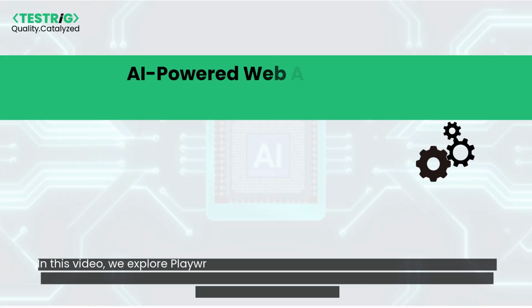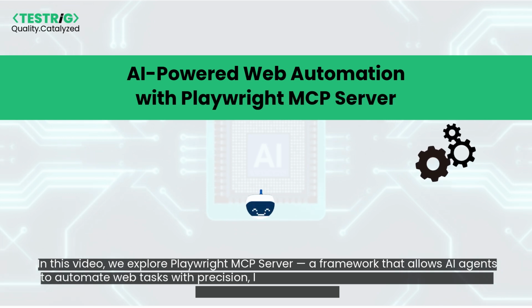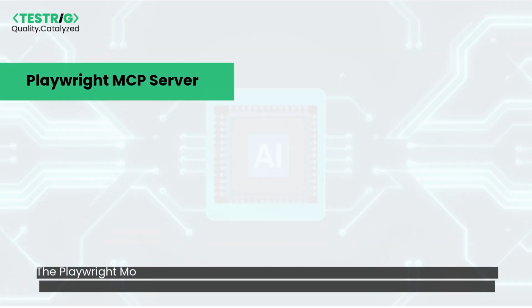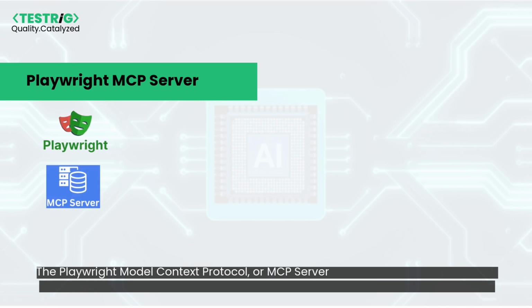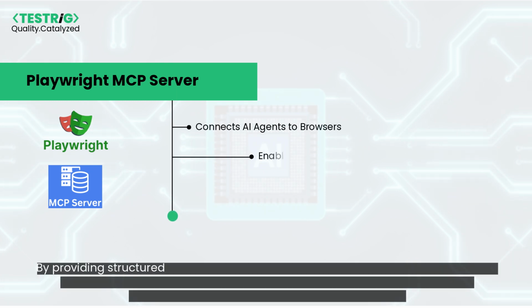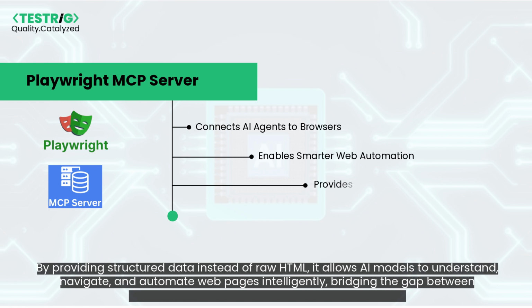Welcome to AI-powered web automation with Playwright MCP Server, a breakthrough approach that redefines how AI agents interact with browsers. The Playwright Model Context Protocol, or MCP Server, is an open-source framework that enables AI agents to interact efficiently with web browsers through Playwright. By providing structured data instead of raw HTML, it allows AI models to understand, navigate, and automate web pages intelligently, bridging the gap between human-like decision-making and browser control.